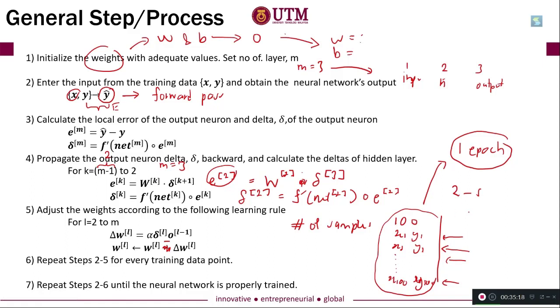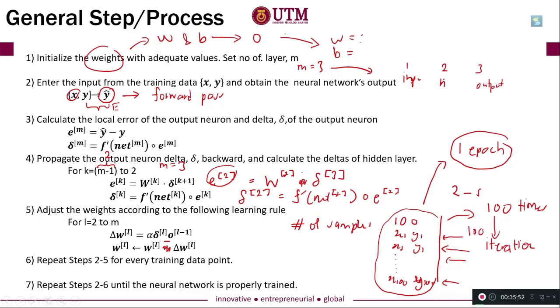To complete this one epoch, you need to repeat step 3 to step 5 100 times. This repetition is called an iteration. So in this algorithm, one epoch is equal to 100 iterations.